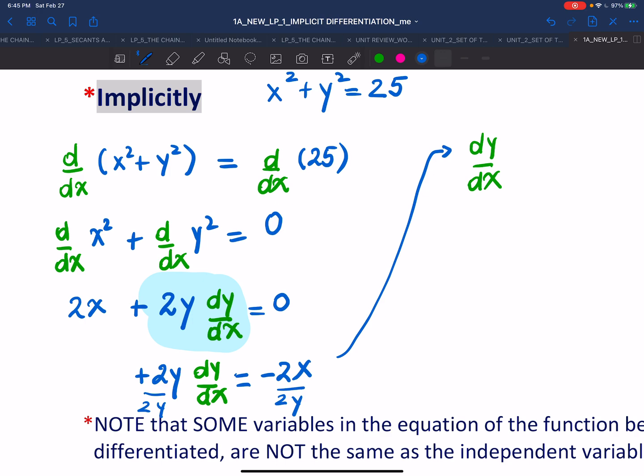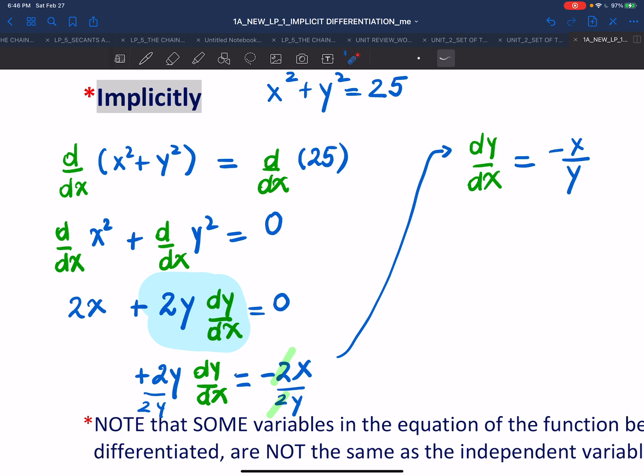And that would equal, as you can see in here, negative 2 and positive 2 simplify to leave us with negative x over y. And this will be the derivative dy dx for the function x squared plus y squared equals 25. Now, you probably noticed that when we differentiate an implicit equation, we won't always get just x, but we are going to get the other variable, so the variable y in it, okay? But I'm going to take this one step at a time.